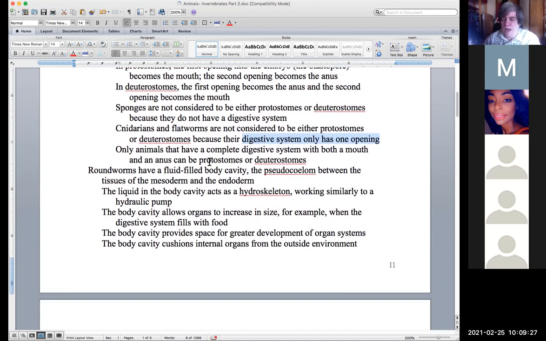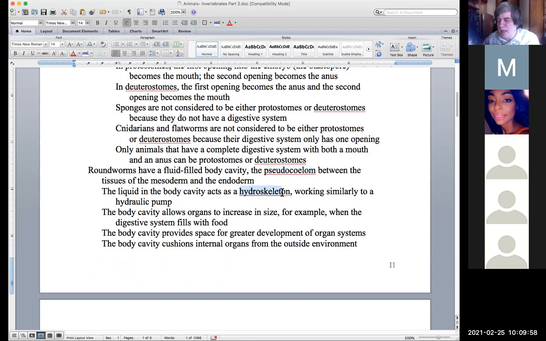Now, roundworms have a fluid-filled body cavity. They are pseudocoelomate. So notice this is the first group we've seen that has a coelom. And as we go through the various phyla of animals, one of the things we'll see is when a characteristic first appears, usually we're going to see some version of that characteristic in all the groups we talk about after that.